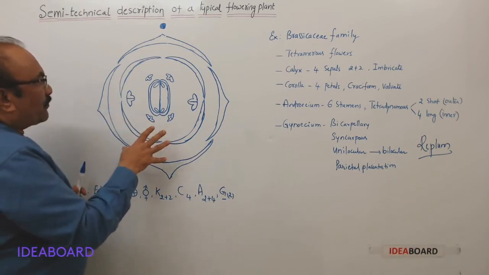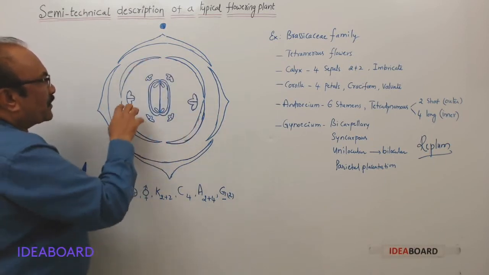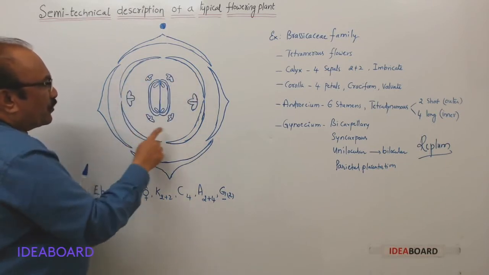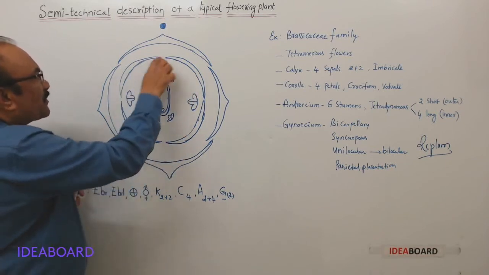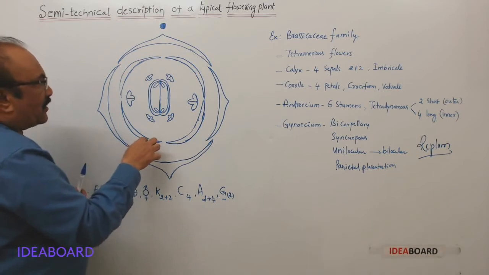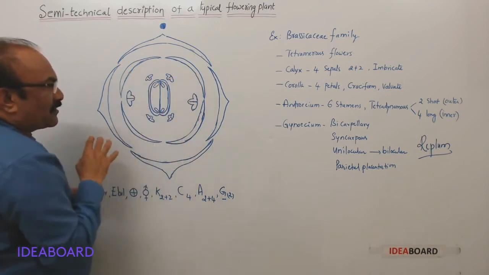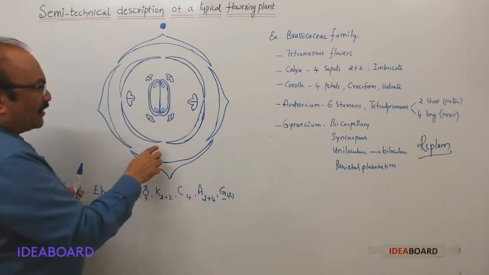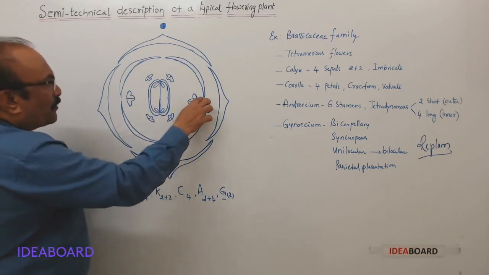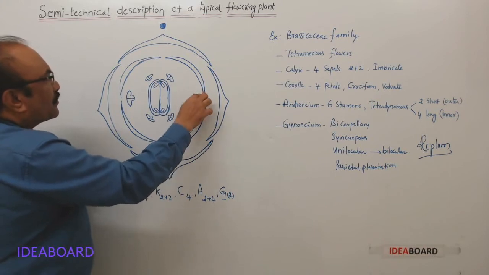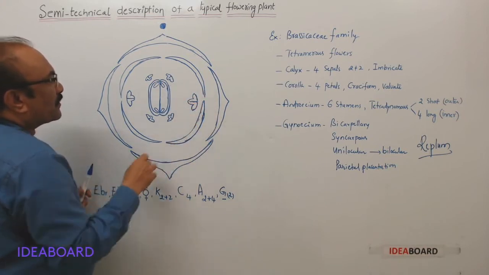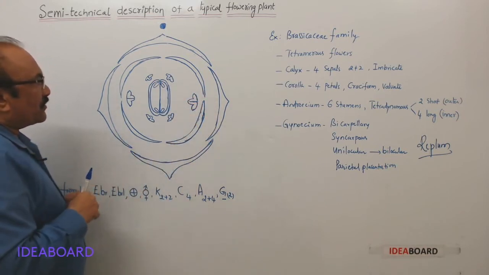And now when we come to these petals, the number of petals is 4, and they are arranged side by side. Okay, and you can see that they are arranged in the shape of a cross, so cruciform corolla, and they are not overlapping or underlapping. So that's why it is valvate estivation.